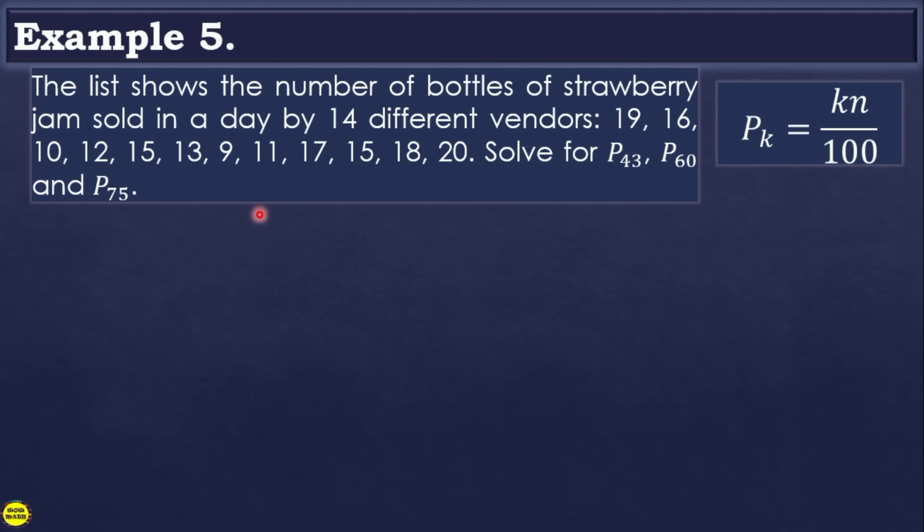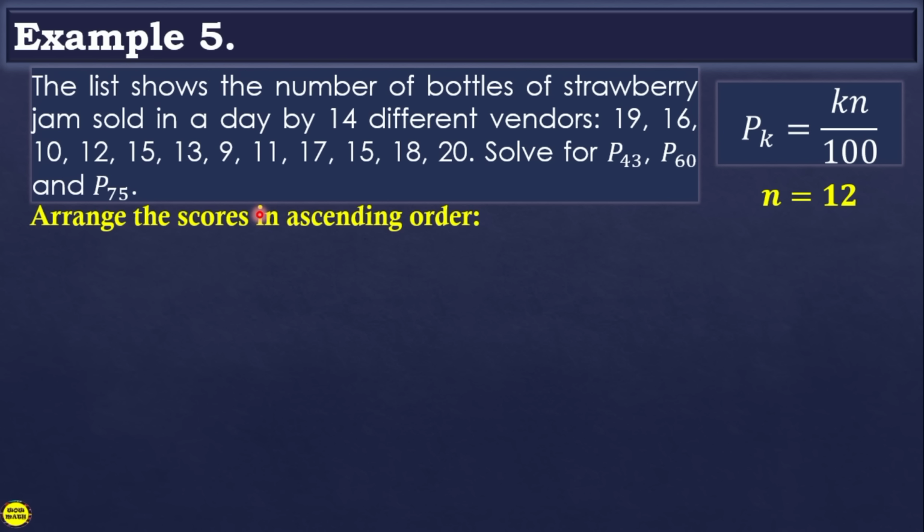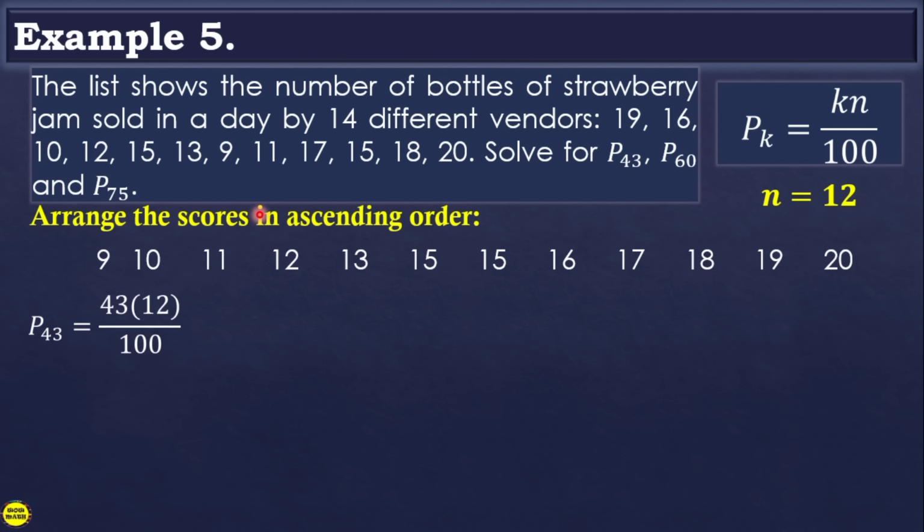And then using the formula K times N over 100. So remember, kapag hindi whole number ang na-compute natin, i-round lang natin yung sagot natin to the next whole number. Pero kapag whole number, between the two given values. So yung N natin is 12. So to arrange this, first is arrange the scores in ascending order.